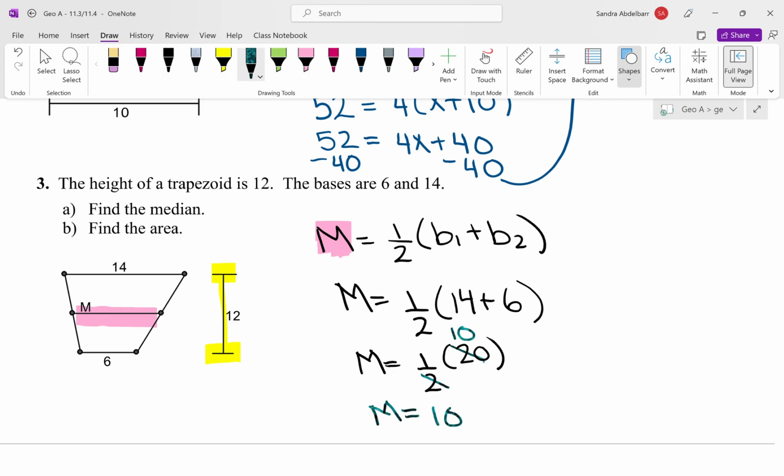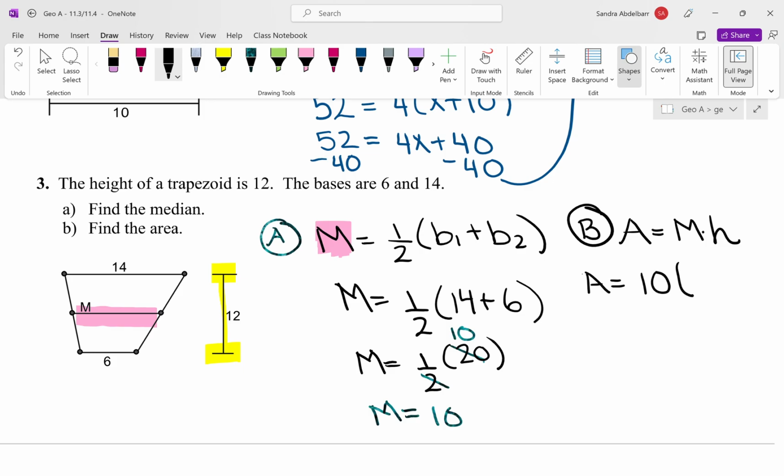All right, so now that my median is 10, that was part A. I want to find the area. Well, since I already have the median, shouldn't I use the median formula for the area? And that was area equals median times the height. So area is equal to the median, which is 10. And what did we say the height was? 12. So the area is 120 units squared.